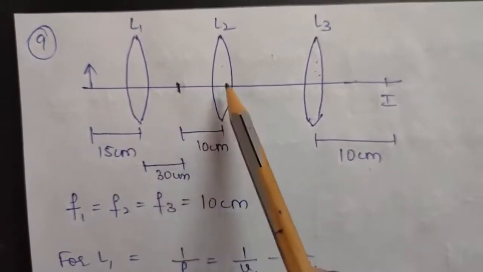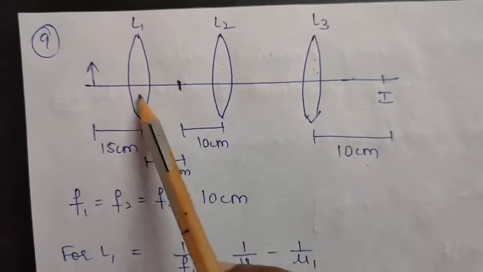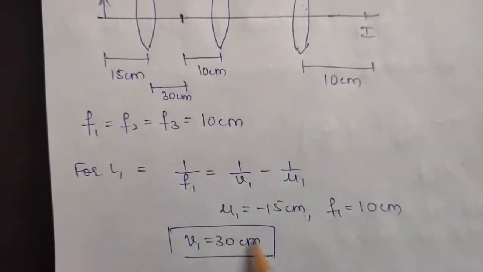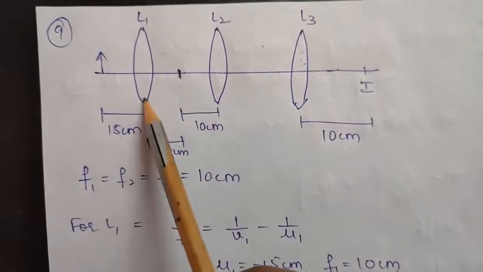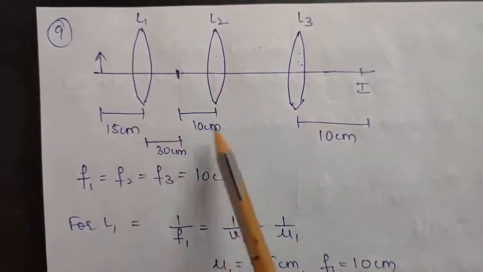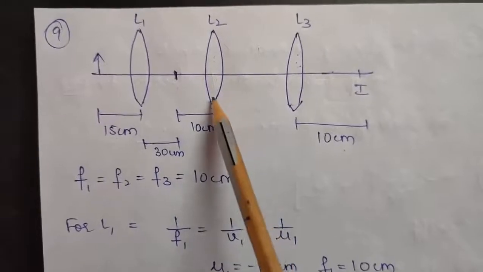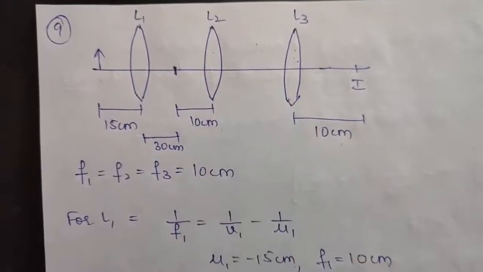So this distance is 10 centimeters, and this distance we have just calculated, v1, has come to be 30 centimeters. That means 30 plus 10, the distance between L1 and L2, is nothing but 40 centimeters, and the distance between L2 and L3 can take any value.